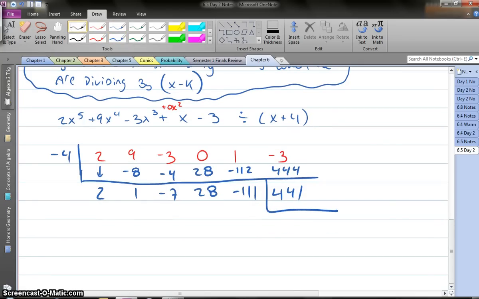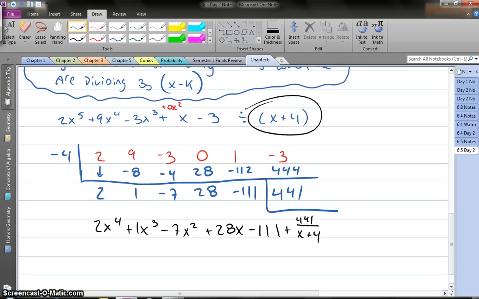So I start here, remember 1 degree less, 2x to the 4th plus x to the 3rd, minus 7x squared plus 28x minus 111 plus 441 over x plus 4, our original divisor. All right, so that's my final solution there. And that's synthetic division in a nutshell.